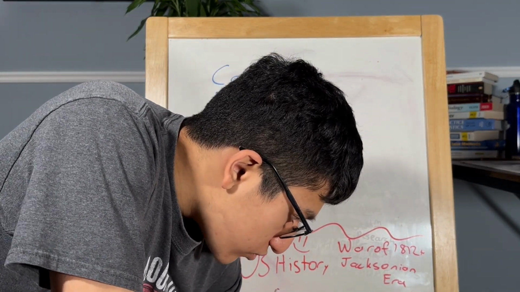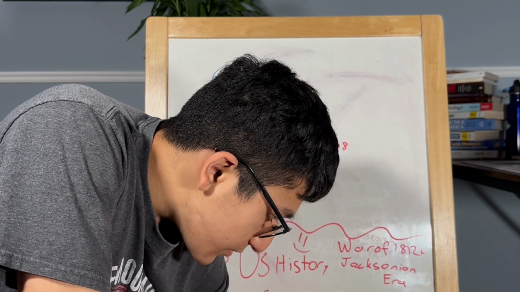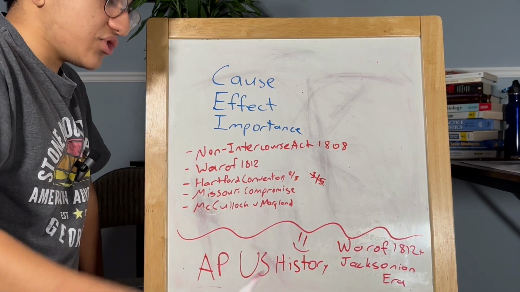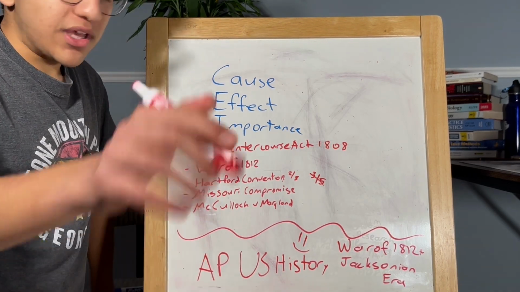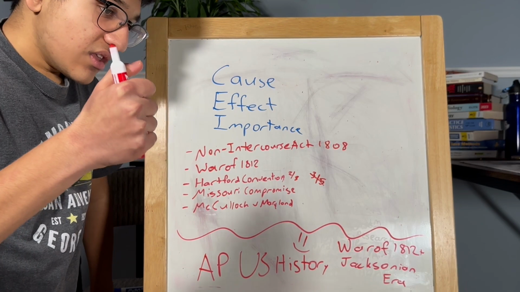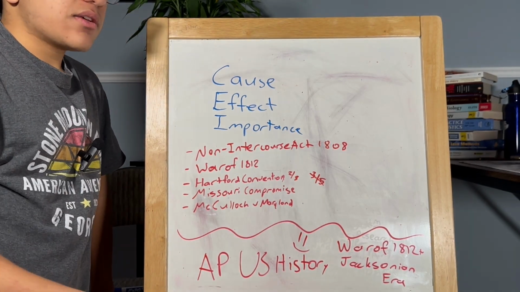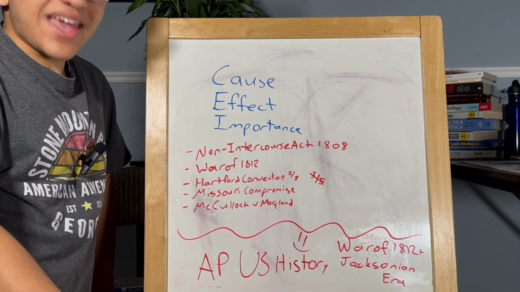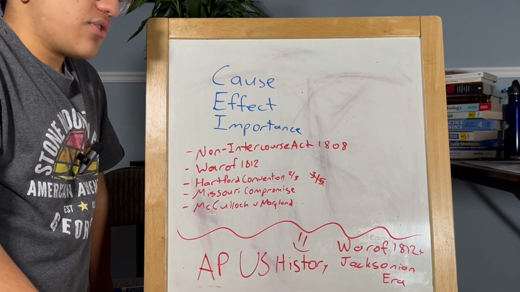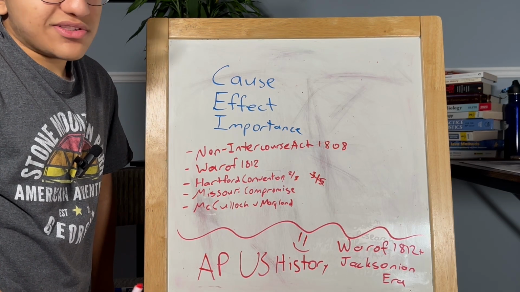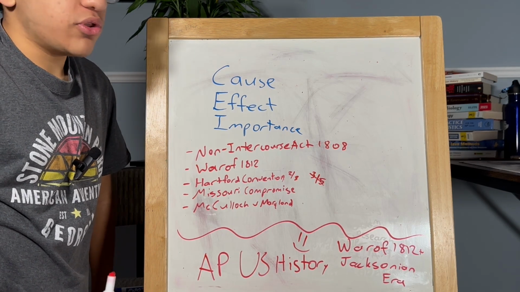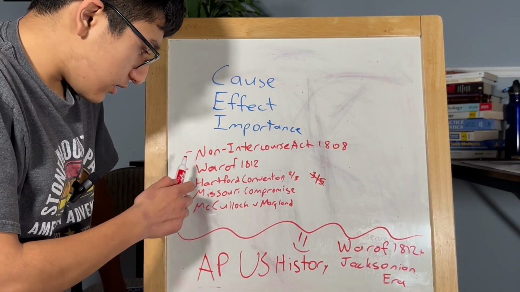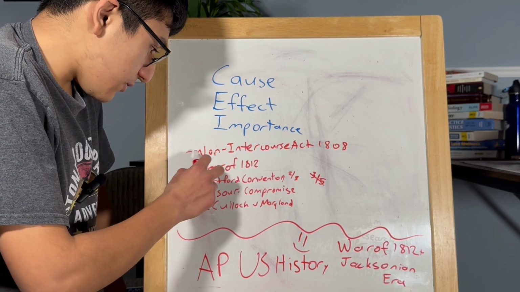Again, the Hartford Convention also marks the demise of the Federalist Party because they pretty much sign it right as the Treaty of Ghent is coming up. So basically, now it seems like they're anti-patriotic. They just make themselves unpopular, leading to their eventual demise. I'm going to cross these out as I go.